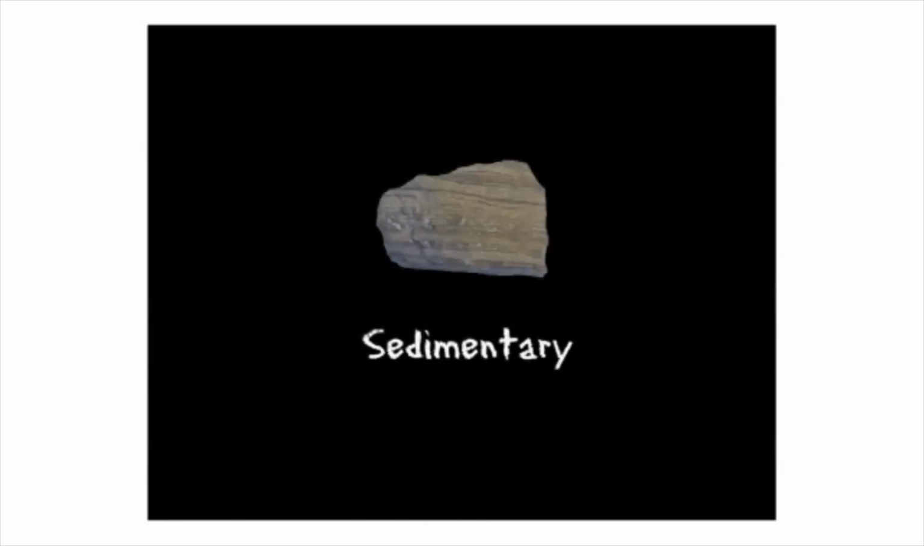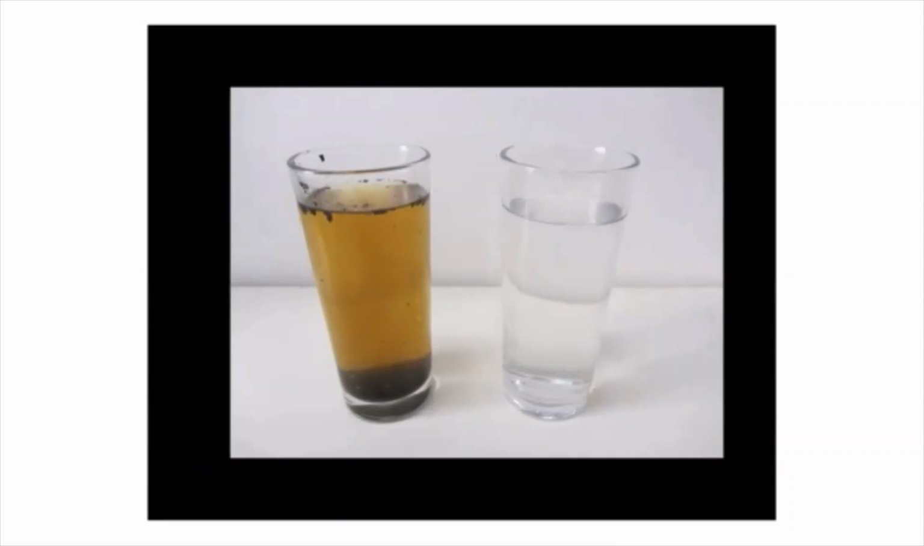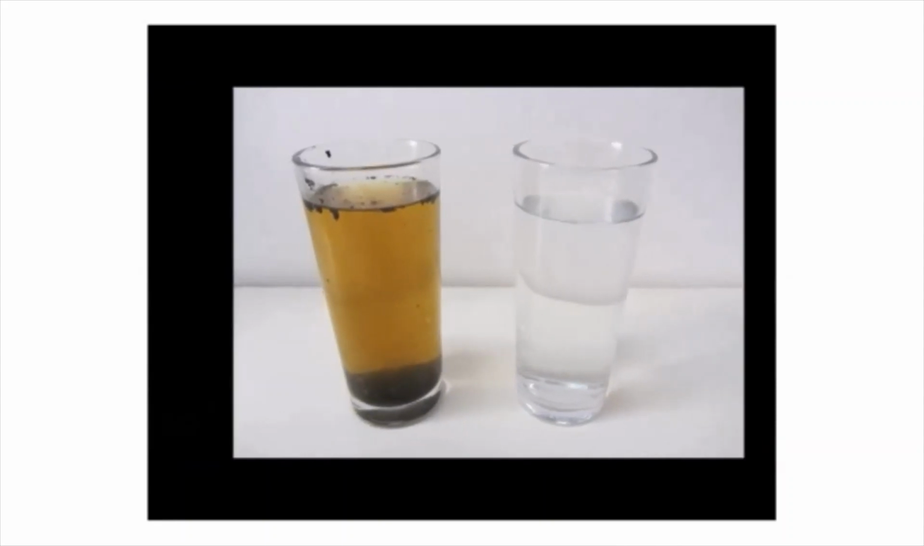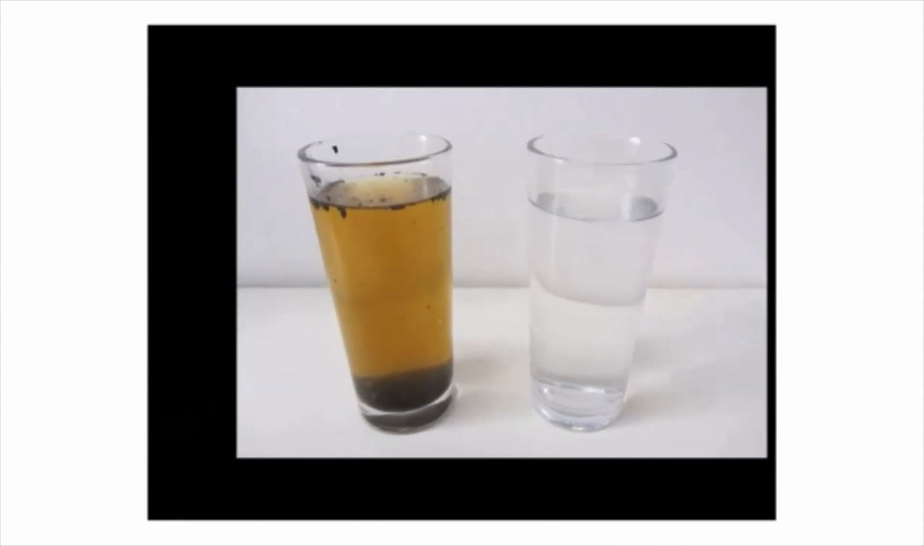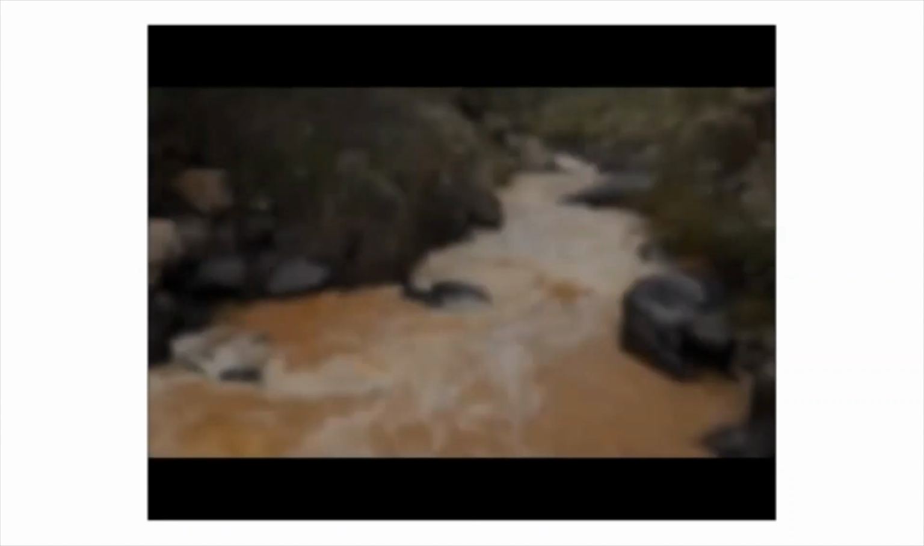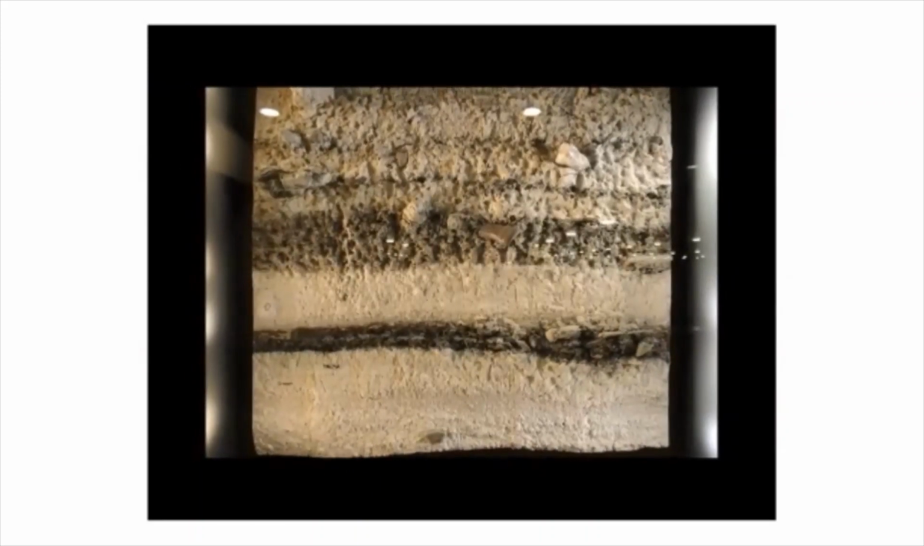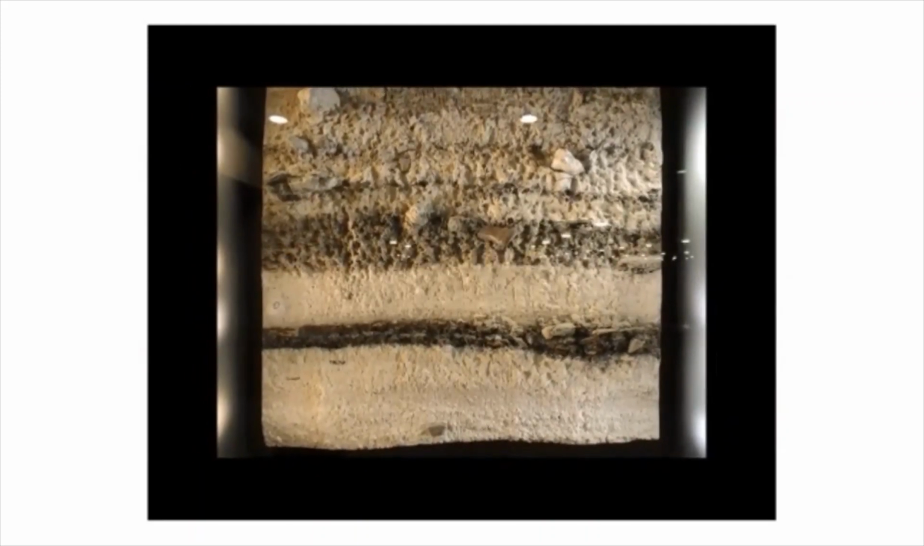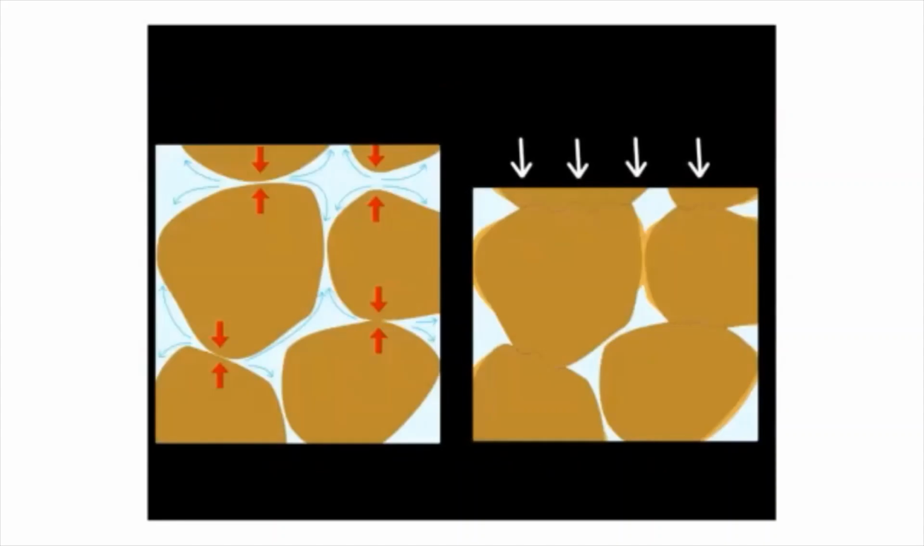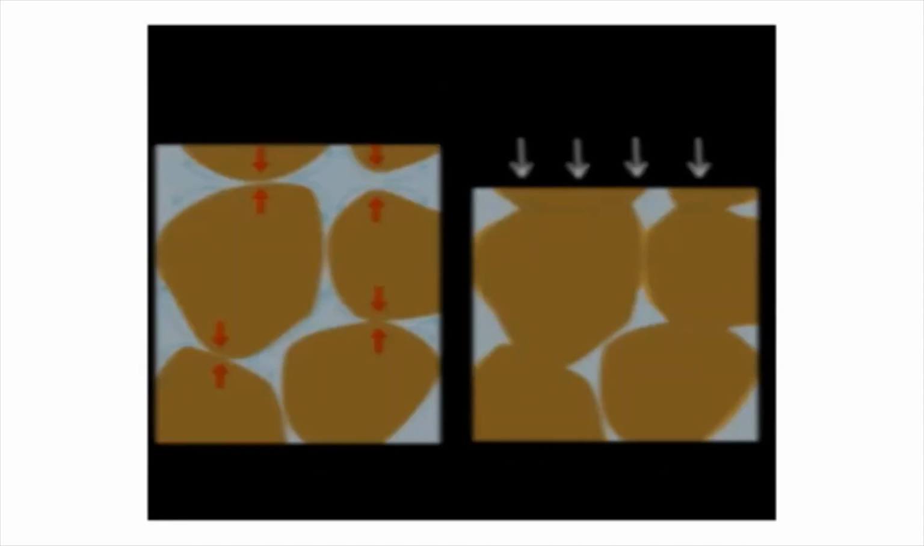The next type of rock is sedimentary rock. Sediment is small particles of sand, mud, and organic material that settle to the bottom of water or land areas, often lakes or oceans. Sedimentary rocks are formed when sediment accumulates over time in deposits that form layers. These layers become squeezed and compressed over time until they consolidate into a rock.